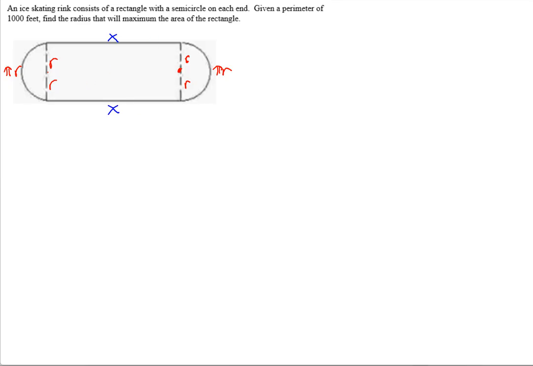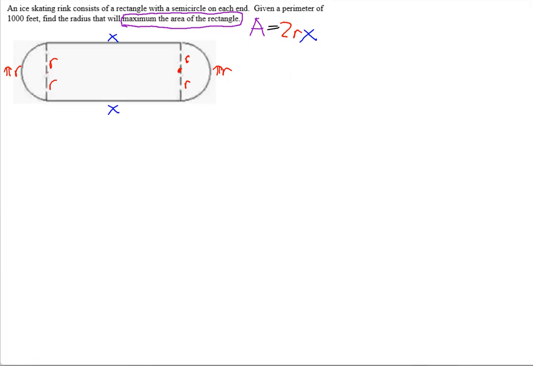So now, let's figure out first what we're trying to minimize or maximize. In this case, it says the maximum area of just the rectangle, notice, not the entire ice skating rink. So that's going to be our main equation, whatever you're trying to minimize or maximize. So the area of that rectangle is just length times width. But in this case, notice this side is 2r and this side is x, so it'd be 2r times x.